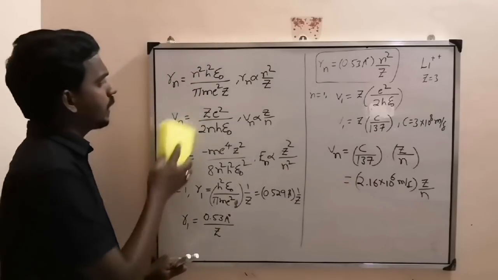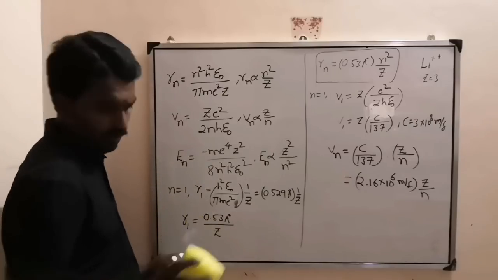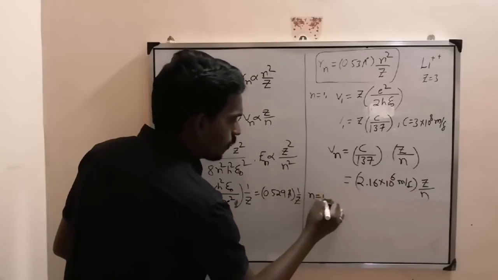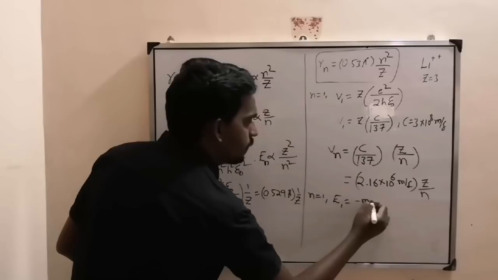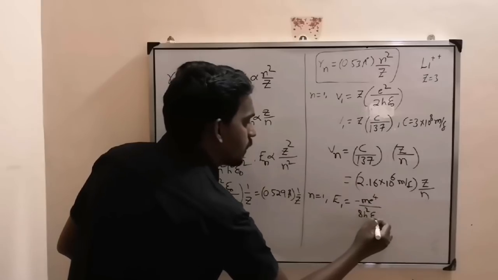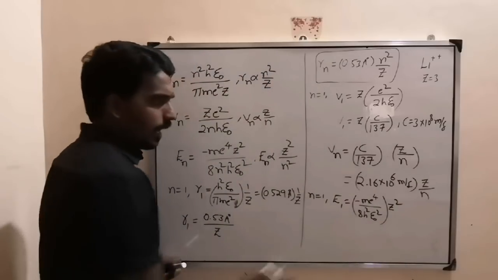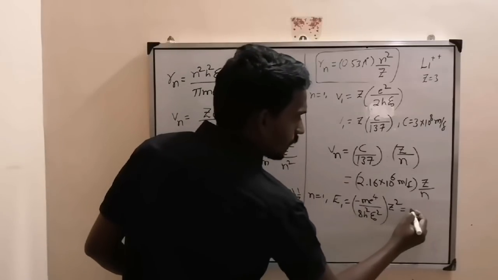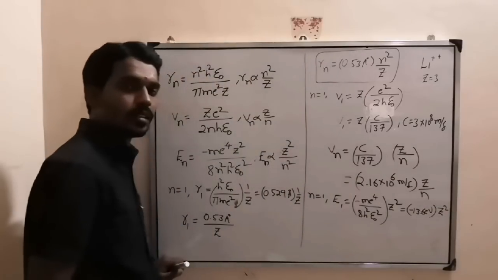Similarly, you can understand the shortcut formula for energy of nth orbit electron. Let me give you here itself. So that is En. For n equal to 1, E1 equal to minus m e power 4 divided by 8 h square epsilon naught square, because n equal to 1, times Z square. And if you substitute all the values and calculate, you will get minus 13.6 electron volt, in terms of electron volt.